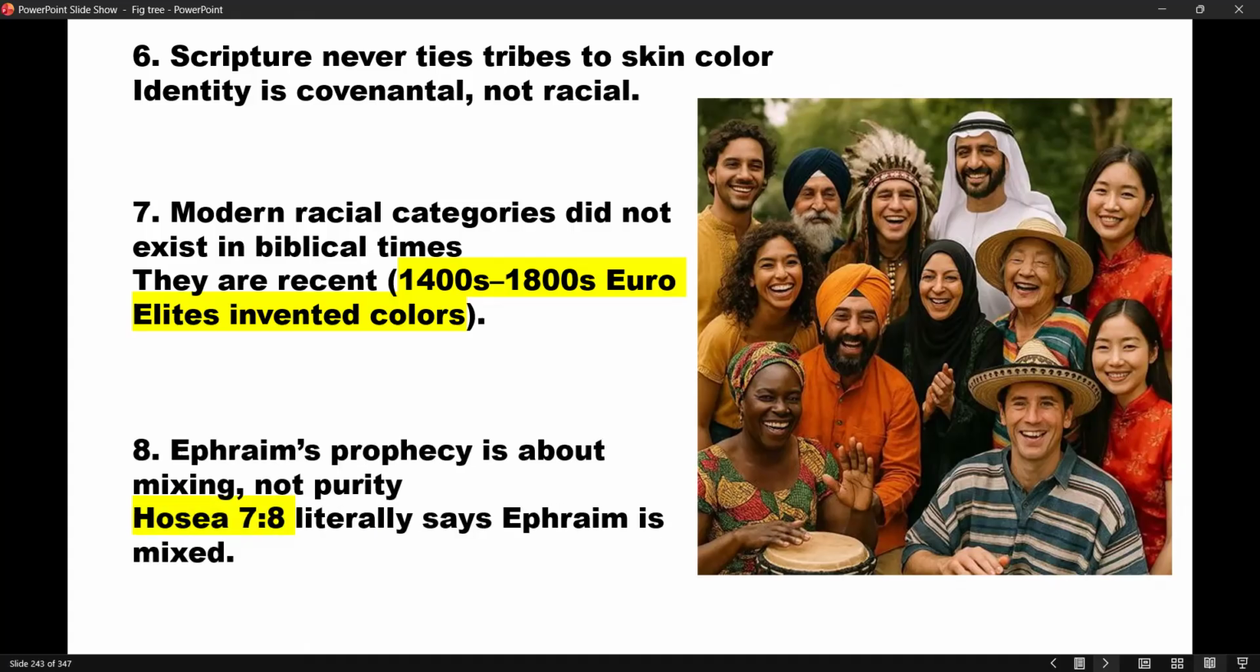Ephraim's prophecy is about mixing, not purity. Hosea 7 and 8 literally says Ephraim is mixed. So suck it up. Look at it. If you don't like it, there's nothing you can do about it, because it's happening.